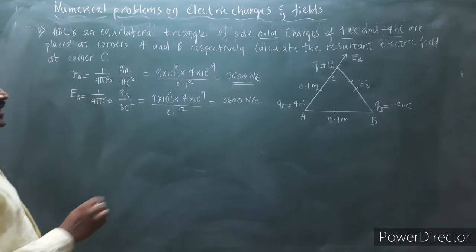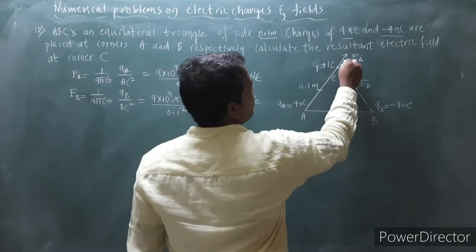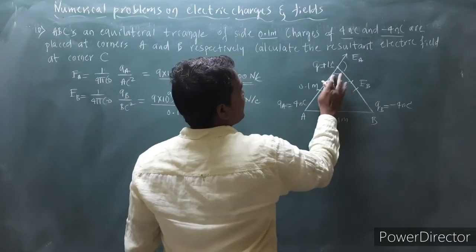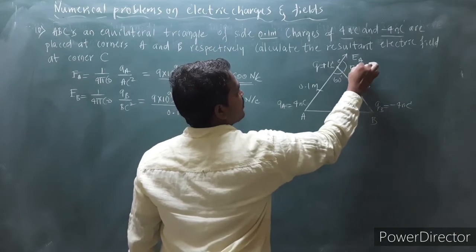Then I have to get the resultant of these two vectors. And what is the angle between these two vectors here? Since it is an equilateral triangle, this angle is equal to 60 degrees. And this angle must be equal to what?